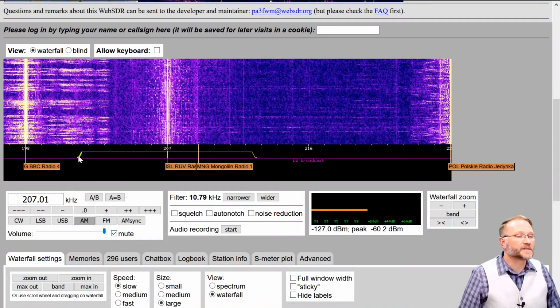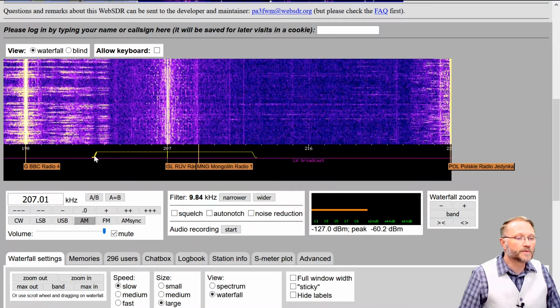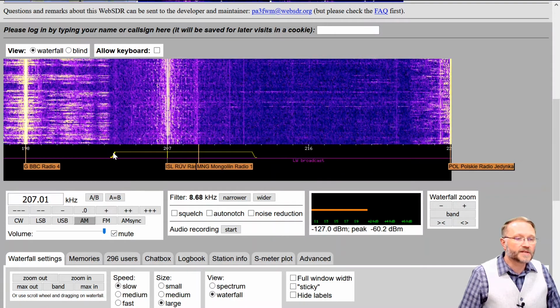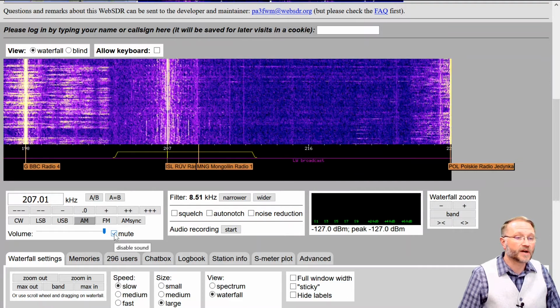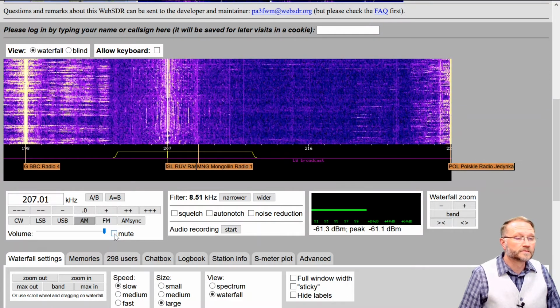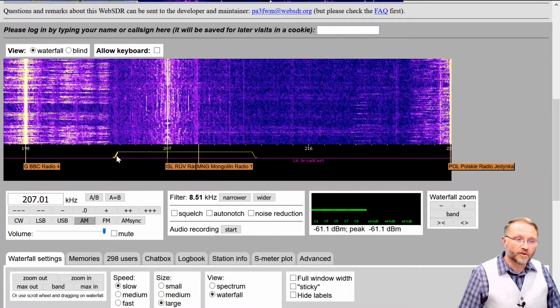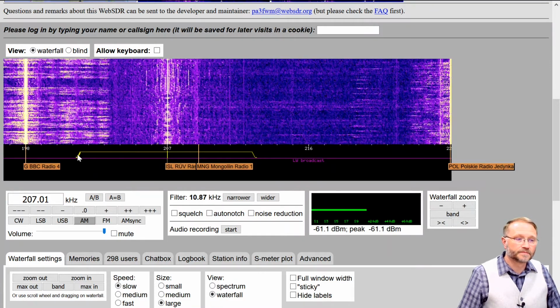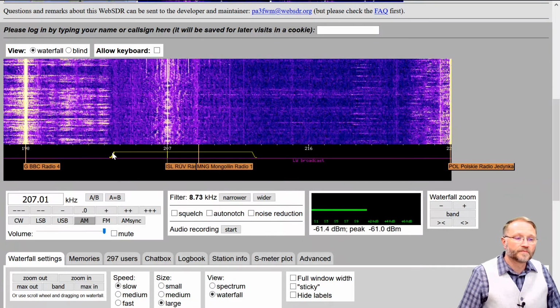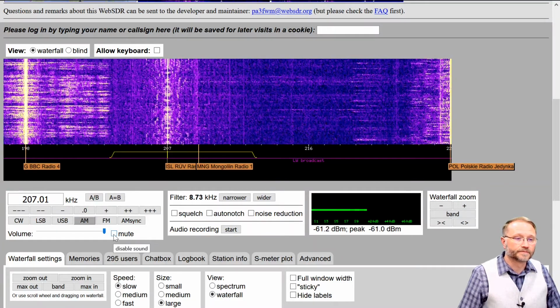It's fairly obnoxious sounding. What we're going to do is we're going to move this. So we're changing the bandwidth of our receiver, and I think you'll see that that interference is gone. No interference. Now we have interference. And now it should be gone.